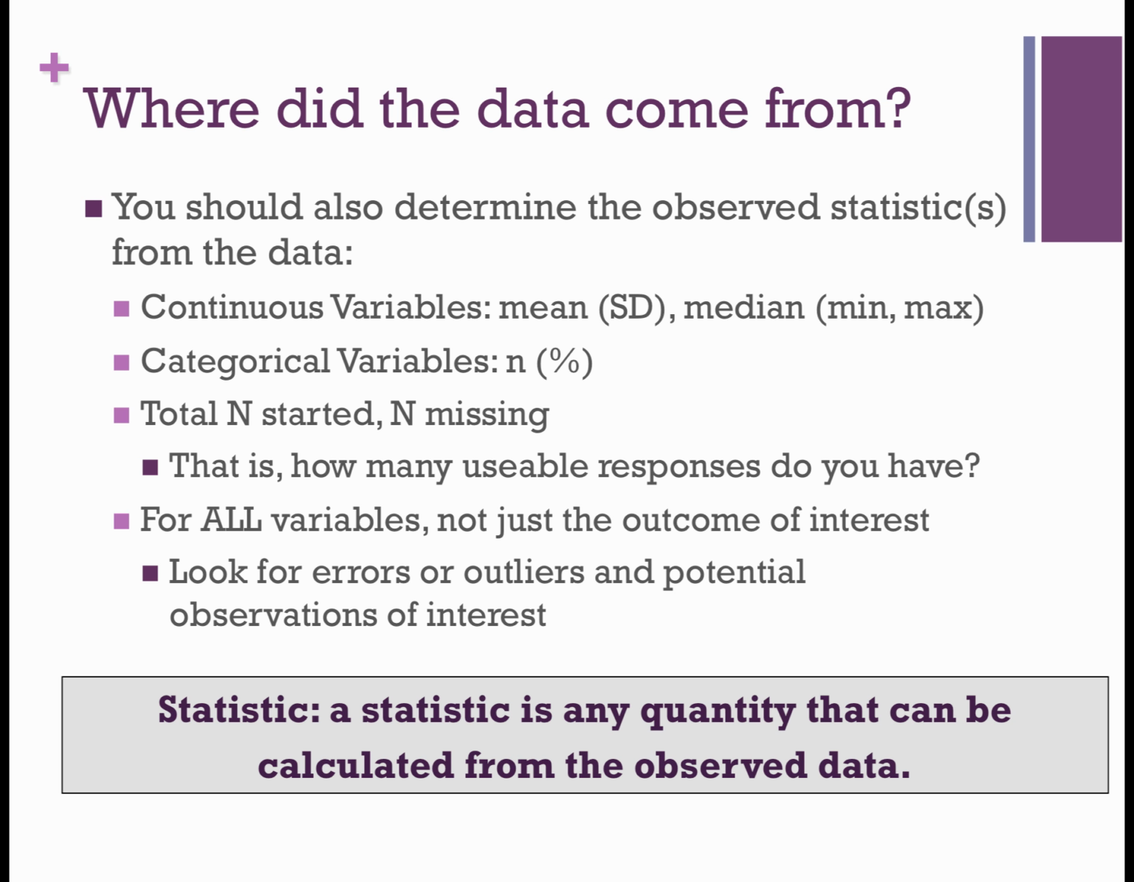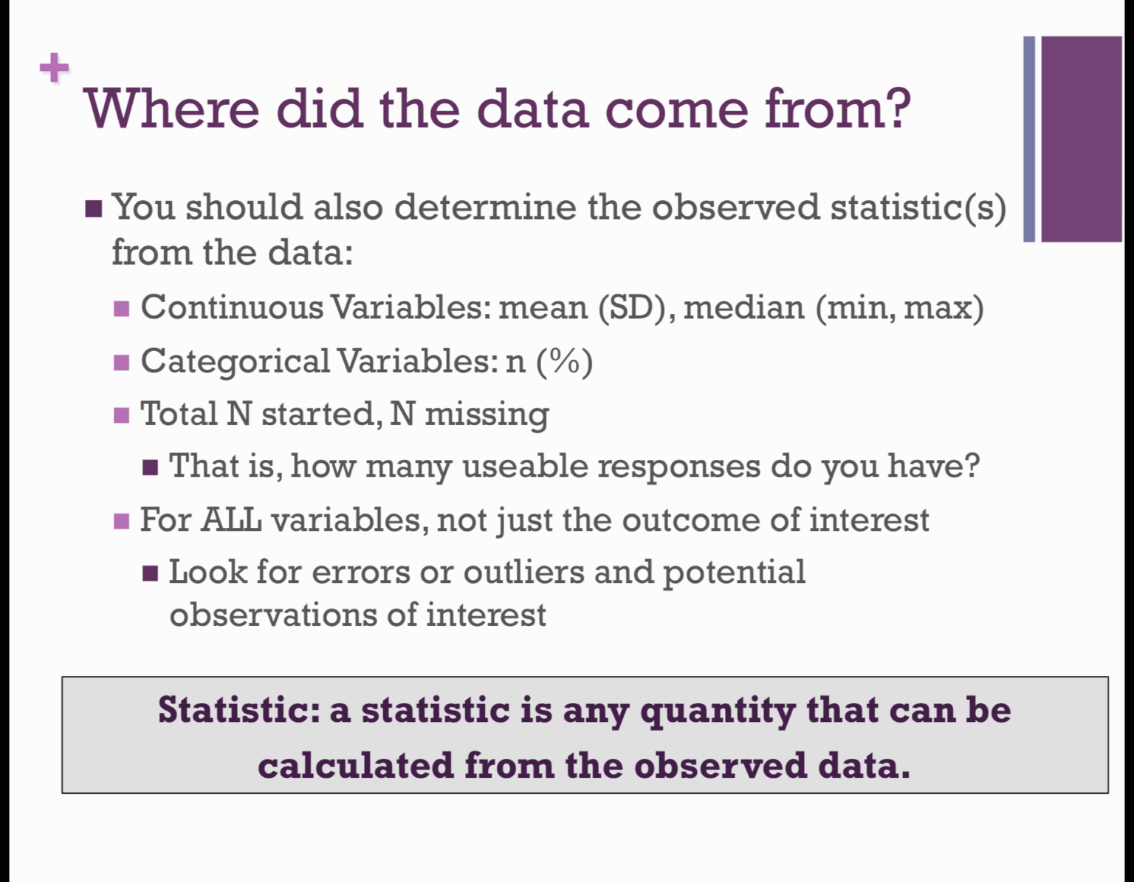You also need to determine the observed statistics from the data. Continuous variables will have statistics like the mean and standard deviation, or the median and the minimum and maximum values. So continuous measures will have something that denotes the center value that was observed, or the middle, and then some sort of estimate of variability or the range. For categorical variables, like we're using in the ECMO paper, we'll be looking at n's, so numbers per groups, and percentages or proportions.